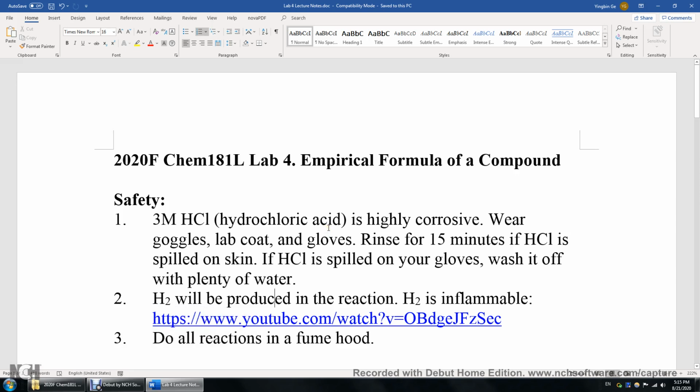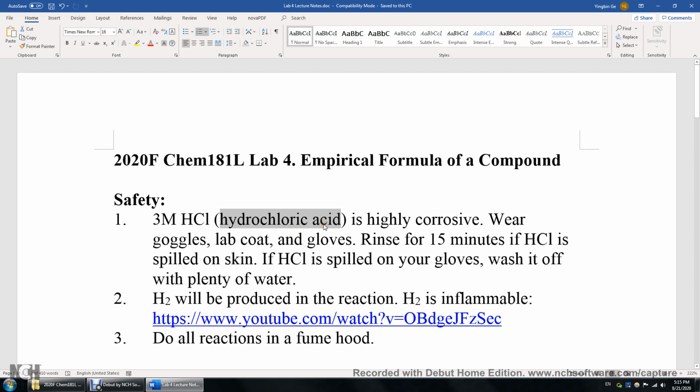This is a pre-lab lecture on the empirical formula of a compound. In this lab, we will use magnesium and hydrochloric acid to make a compound. That's magnesium chloride. We will then determine the empirical formula of this compound.